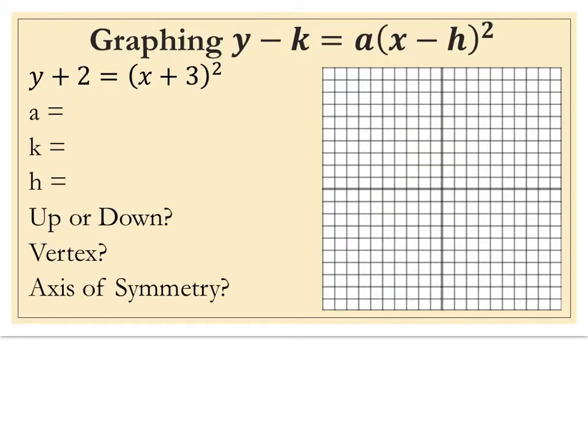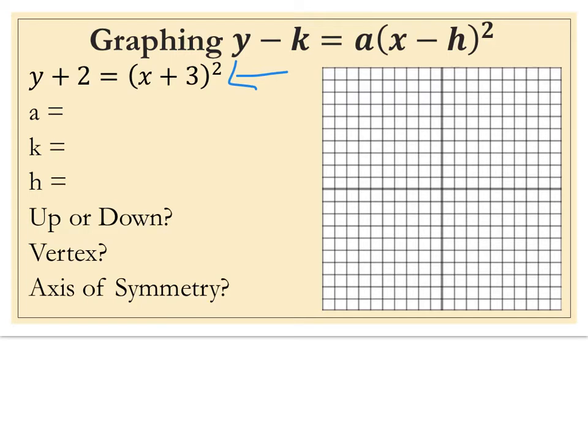Alrighty, again, we are graphing parabolas that are in the form y minus k equals a, and then parentheses x minus h, quantity squared. So here's the first parabola that we're going to be working with, this guy right here. So the first thing I like to do is identify what A is, what K is, what H is, okay?